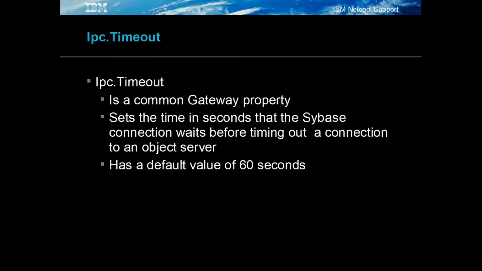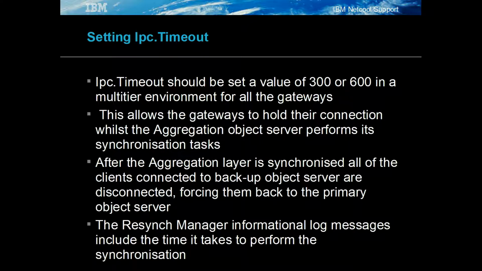The Ipc.Timeout is a common gateway property which is set to 60 seconds by default. It is best practice to set the Ipc.Timeout to 5 or 10 minutes in a multi-tier environment. This allows time for the aggregation layer to perform synchronization tasks. After an aggregation layer synchronization, all the clients are disconnected from the backup object server, which adds to the load on the primary aggregation object server. The time taken to perform synchronization is logged in the Resync Manager information log file messages.